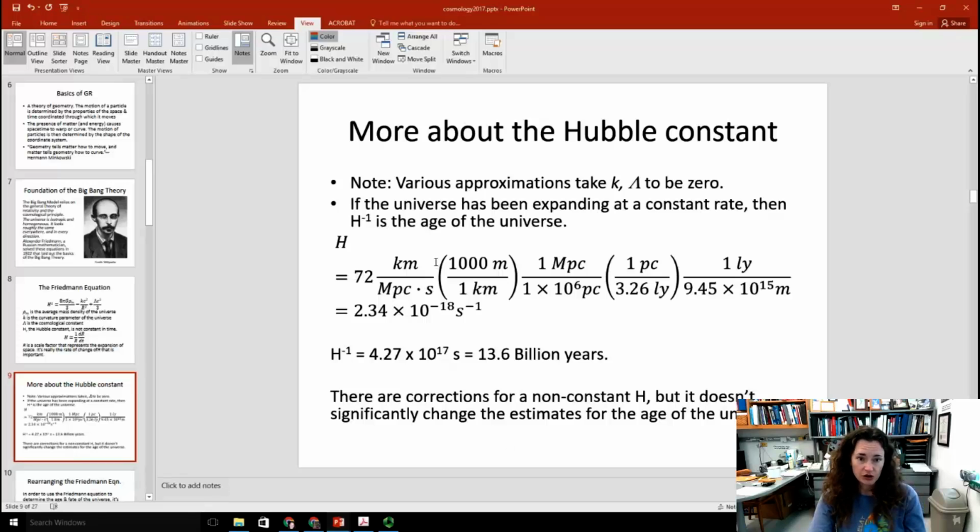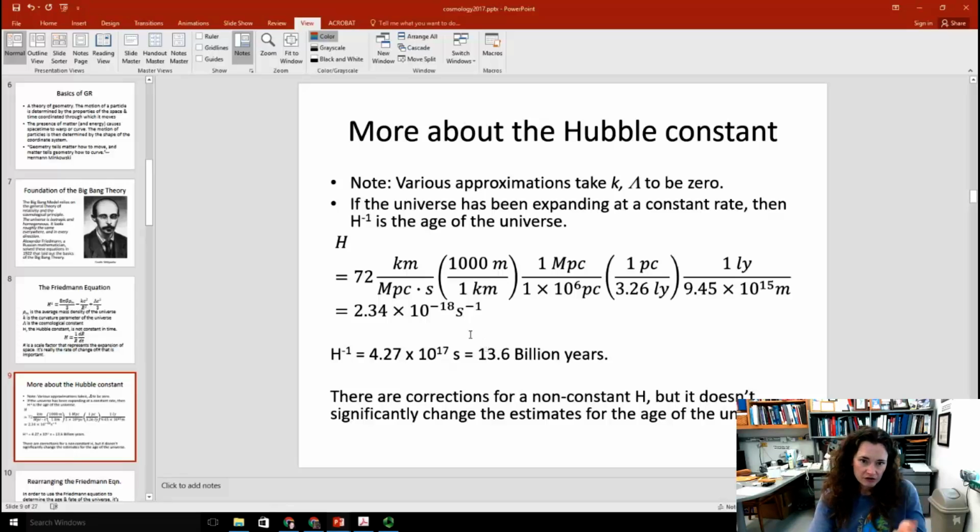So you have 72 kilometers per second, 1 kilometer is 1,000 meters, and 1 megaparsec is 10 to the 6 parsecs, 1 parsec is 3.26 light years, and 1 light year is 9.45 times 10 to the 15th meters. So I end up with meters canceling out meters, so my distance part goes away. And that just leaves the seconds there on the bottom. So if I multiply by everything on the top, divide through by everything on the bottom, then I end up with my Hubble constant being 2.34 times 10 to the minus 18 inverse seconds.